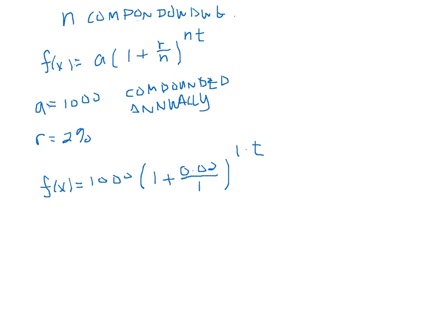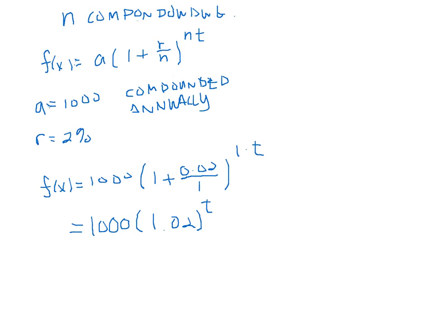So now we've set up our formula. We want to simplify this a little bit to determine the amount in an account where a $1,000 investment is made at a rate of 2% compounded annually. So we could simplify this to 1,000 times 1.02, all raised to the t.